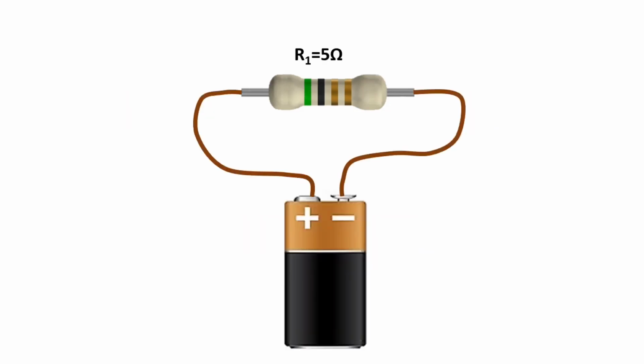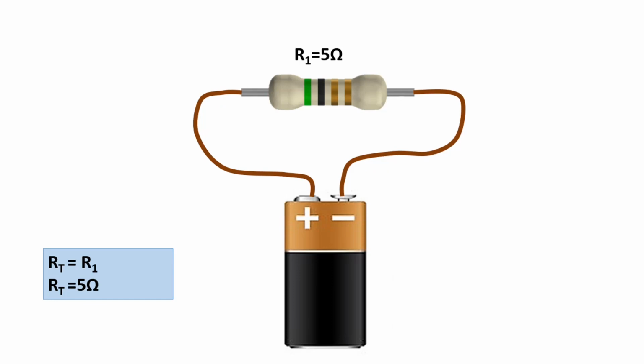For example, suppose there is a single resistor circuit connected to the power supply. Let its value be 5 ohms. What is the total resistance of this circuit? It's very easy to find. Since there is only one resistor, the total resistance will also be 5 ohms.